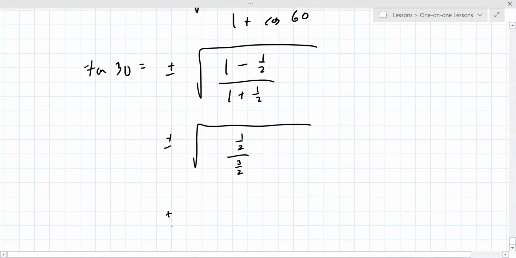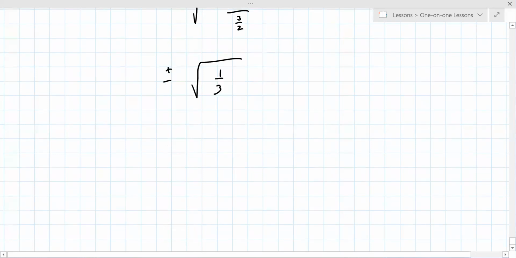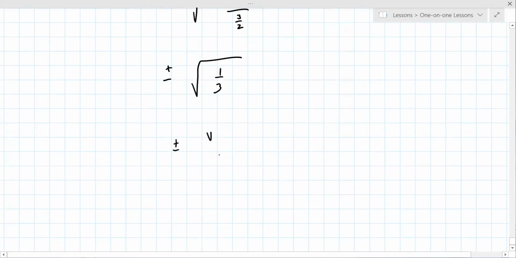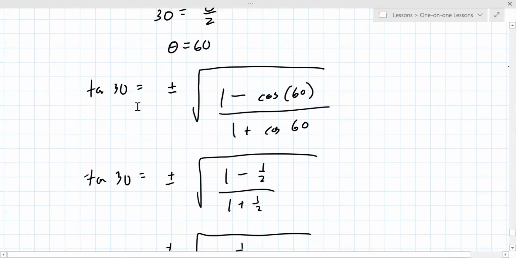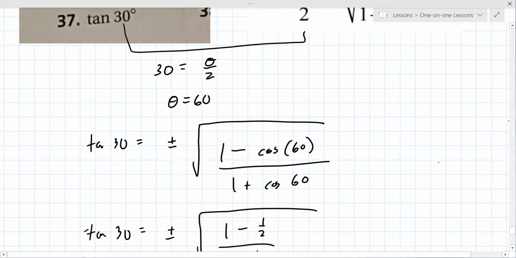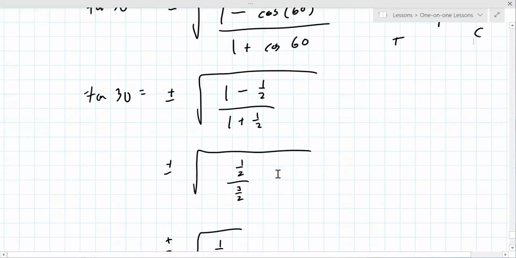This is no longer trig, it's just resolving fractions. So the bottoms cancel, so you get the square root of 1/3, which becomes plus or minus the square root of 1 over the square root of 3, which becomes plus or minus 1 over square root of 3. Then you rationalize, and you get plus or minus square root of 3 over 3. Now, you have to choose whether it's positive or negative. So let's go back to the original problem, the tangent of 30. Which quadrant is 30 degrees in? The first one. So everything is positive in the first one, so you would choose the positive.